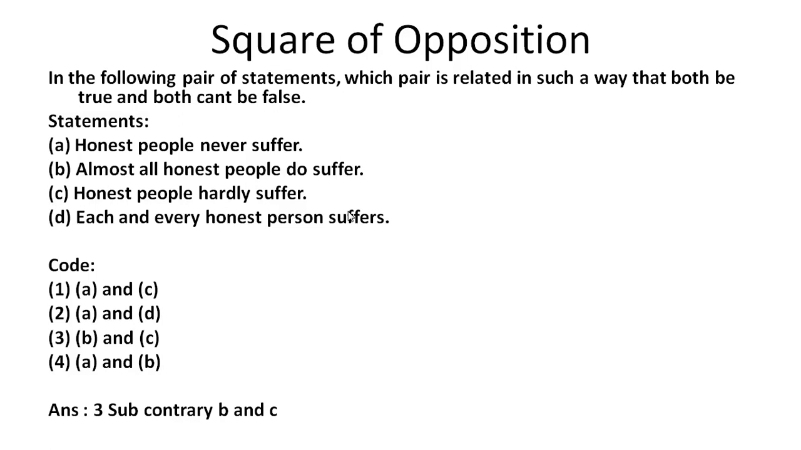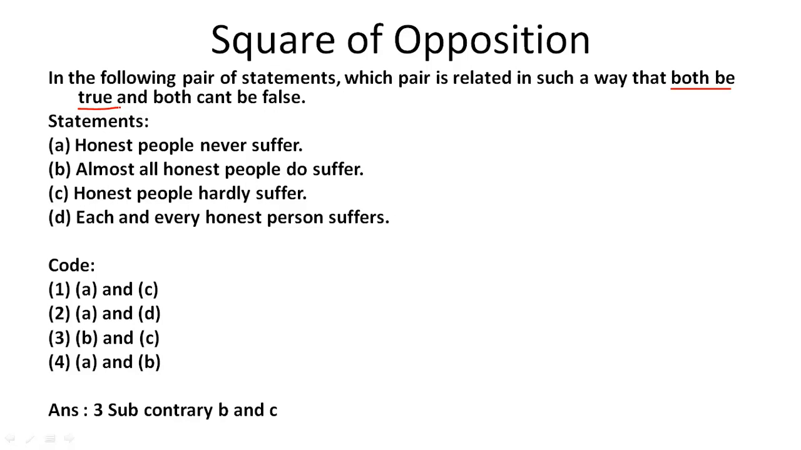The question is: which pair of statements is related in such a way that both can be true and both cannot be false? Every question has a clue. I already told you in my previous classes also. This question also has such a clue. What is the clue? Both can be true. Both cannot be false and both can be true are the same, correct? If you say both cannot be false, it means both can be true.